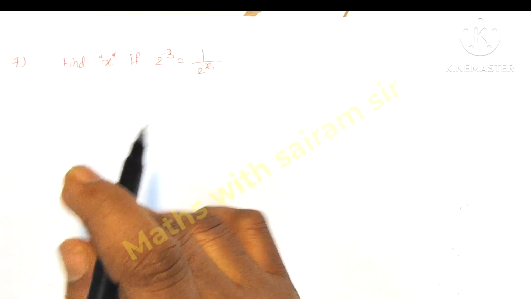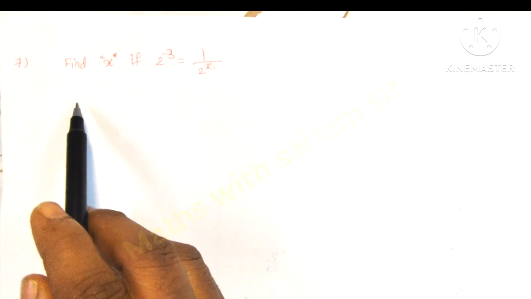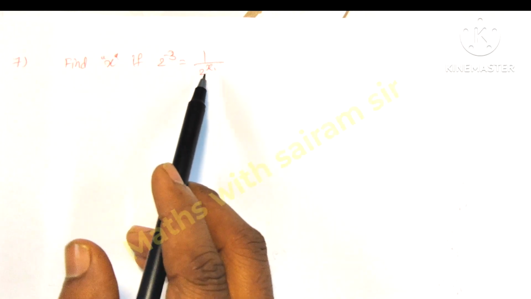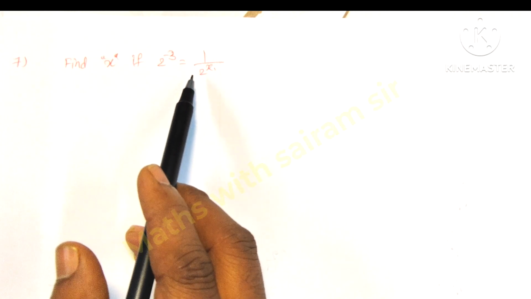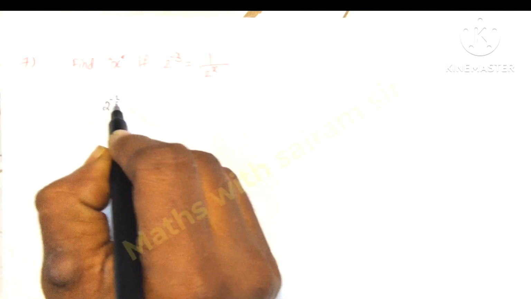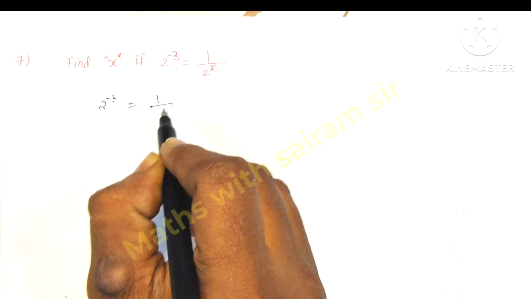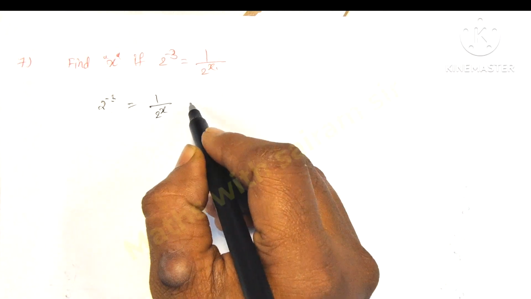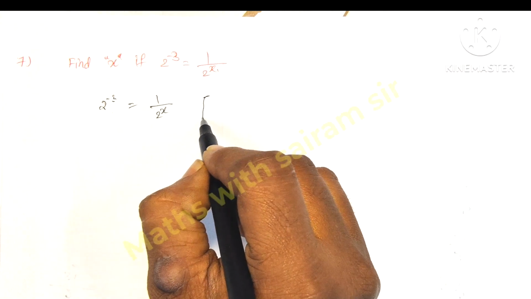Now we are going to discuss the seventh problem from exercise 4.1. Let us observe the question. Find x if 2 to the power of minus 3 is equal to 1 by 2 to the power of x. Here it is given that 2 to the power of minus 3 is equal to 1 by 2 to the power of x. Okay, so here we need to apply a formula.